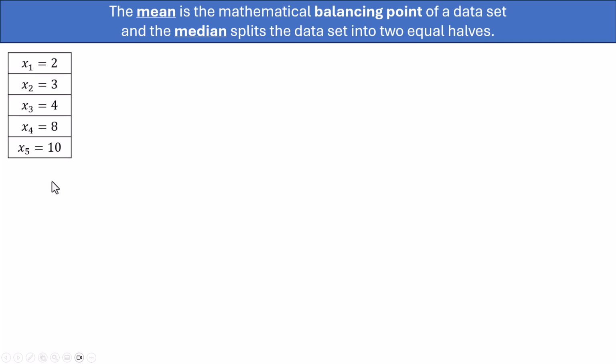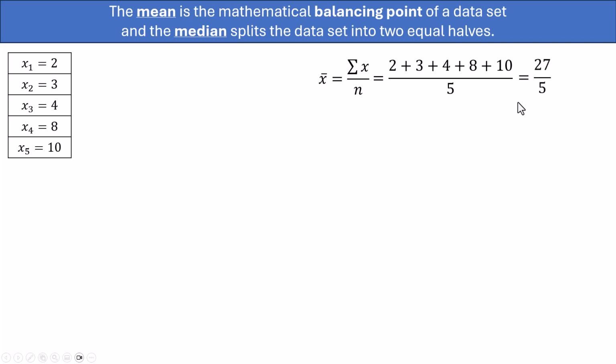Let's say that we have this dataset. We have the values 2, 3, 4, 8, and 10. If we wanted to find the mean, we could simply add up all the values and divide by how many there are. That means we can add up 2 plus 3 plus 4 plus 8 plus 10 and divide by n, our sample size of 5. We will get 27 over 5, which is equal to 5.4. The mean is equal to 5.4.